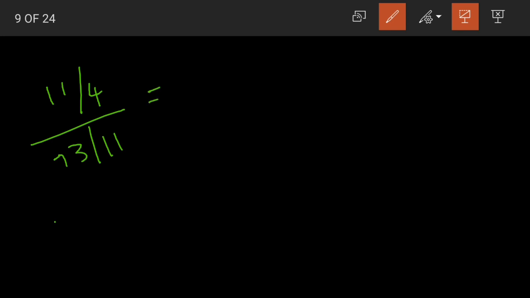Yes. Now comes the real part of solving this complex fraction. Again, why is this a complex fraction? Because it is having fractions as both the numerator and denominator. Right. Now what is our first step? First step is to write it in the form of a division. 11 by 4 divided by 73 by 11.